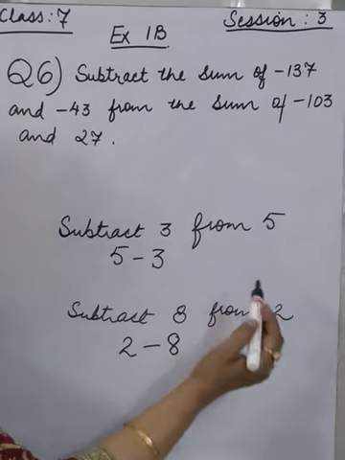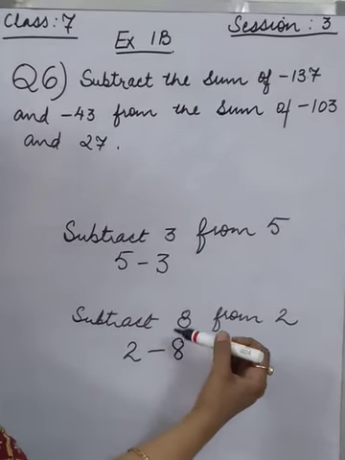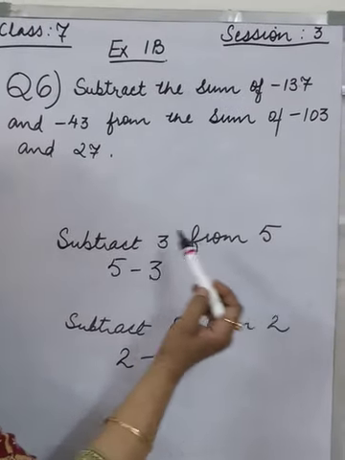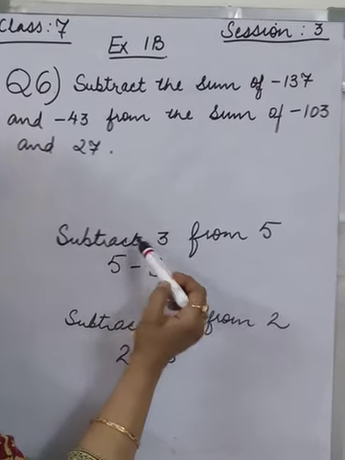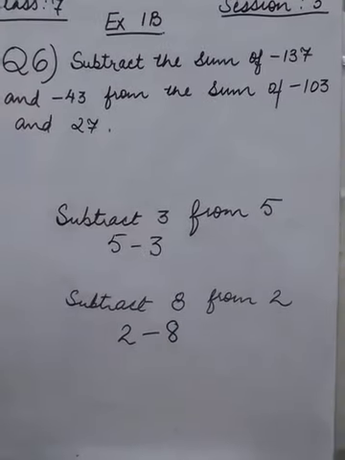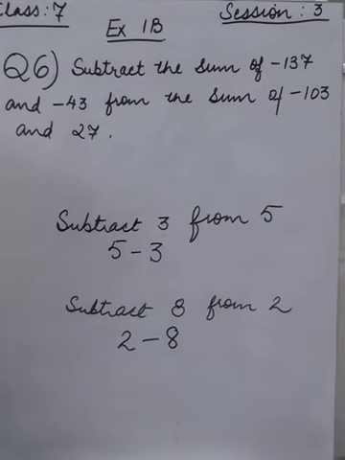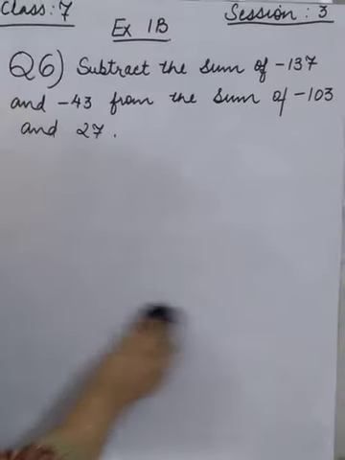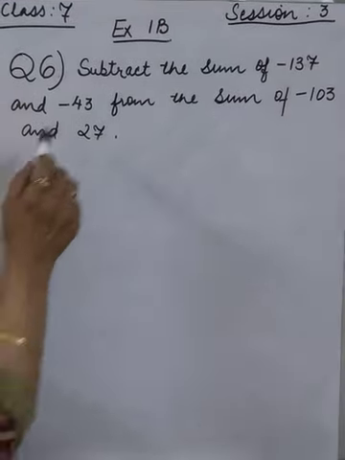So remember, when we are going to write the expression, first you write the number which is after the word from. Then we write the number which is after the word subtract. Got it? Now we come to question number 6. These two were just to explain the way of writing the expression. I come to question number 6 now.